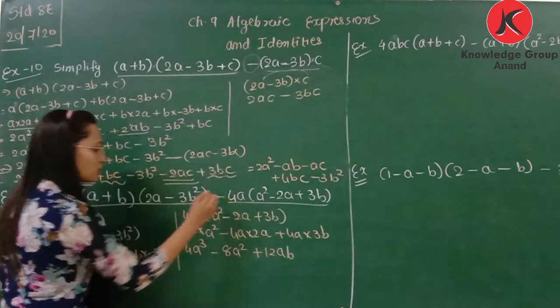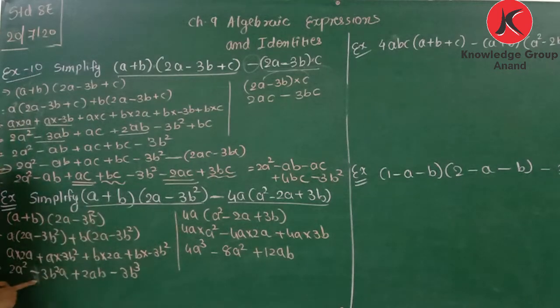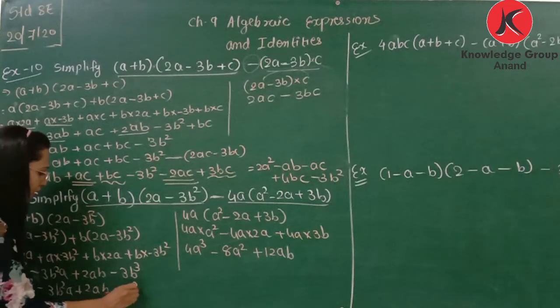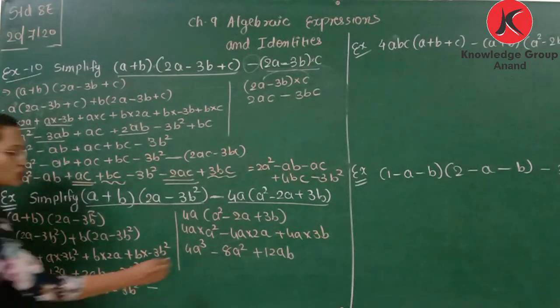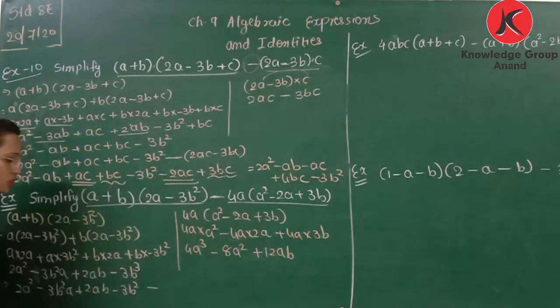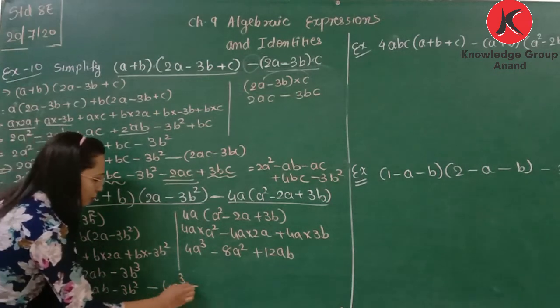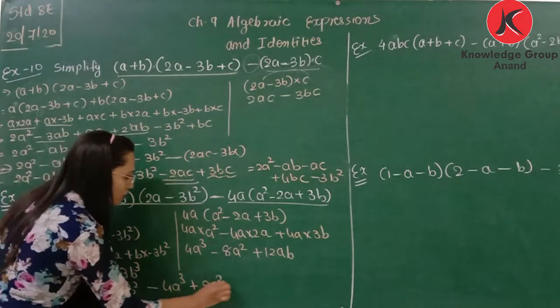Now here subtraction of that, it means subtract this expression and this expression. So let's start. 2a square minus 3b square a plus 2ab minus 3b square. Now minus is there, means all signs of this expression will be changed. So 4a cube plus 8a square minus 12.